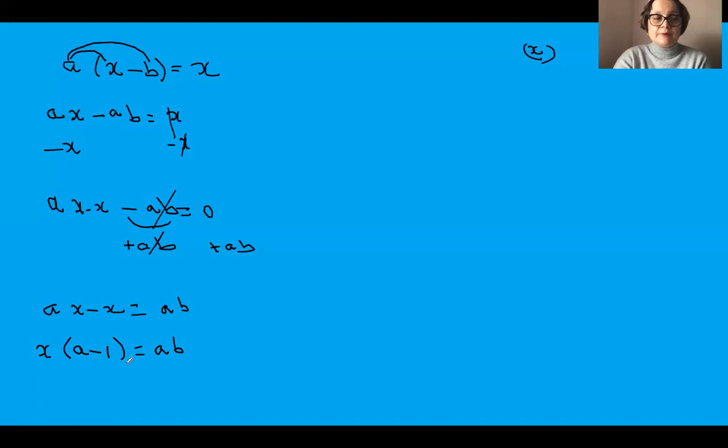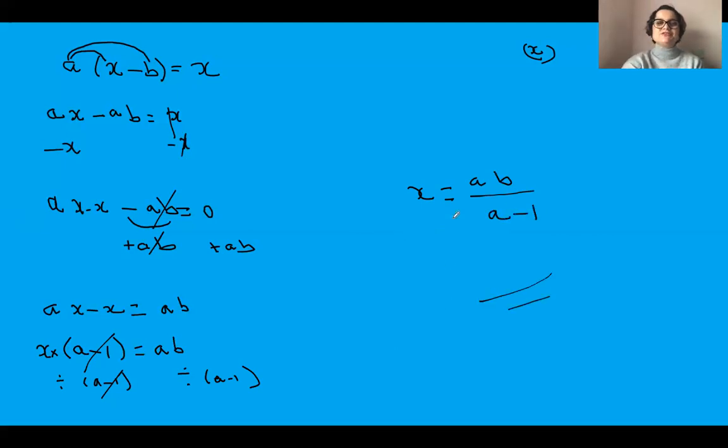So x, the bracket, means x times the whole bracket. So the opposite operation is going to be divide. So we're going to divide by, rewrite the bracket as it is, a minus 1, and the other side again divided by a minus 1. Divide just like that. And so I'm going to have x equals ab divided by a minus 1. And this is the final answer. So we got the x on the left-hand side of the equation.